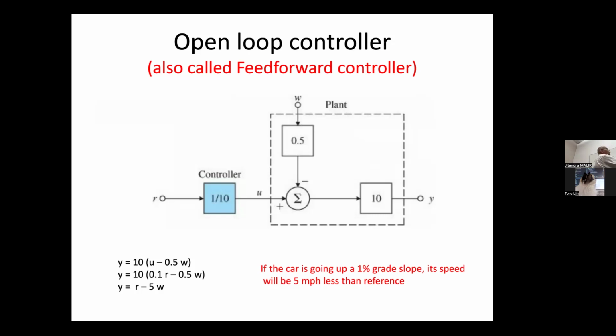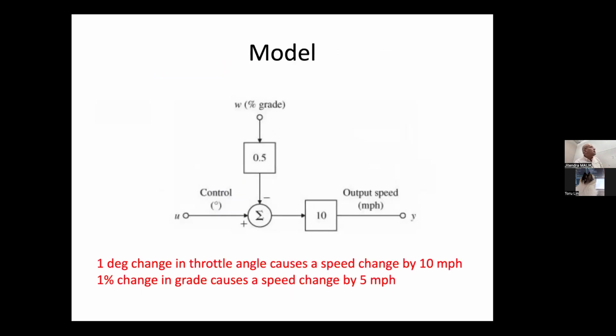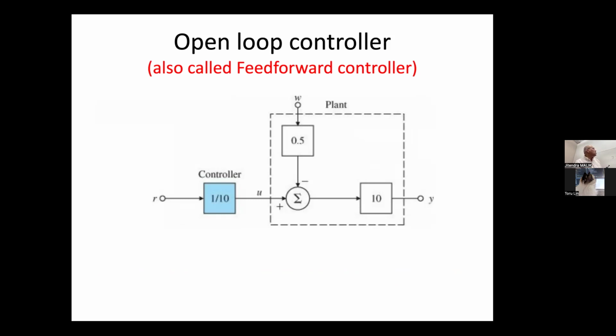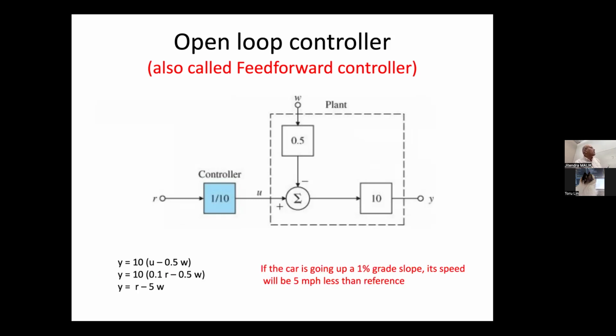And then this 0.1r is what we worked out because we have this rule that a 1 degree change causes a speed change of 10 miles per hour. Because of that, we did this 0.1 thing. Minus 0.5w. And if you work this out, it comes out to be r minus 5w. Okay, so let me explain all of this.